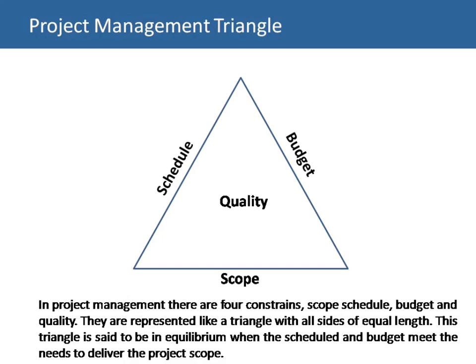In project management there are four constraints: scope, schedule, budget, and quality. They are represented like a triangle with all sides of equal length. This triangle is said to be in equilibrium when the schedule and budget meet the needs to deliver the project scope.